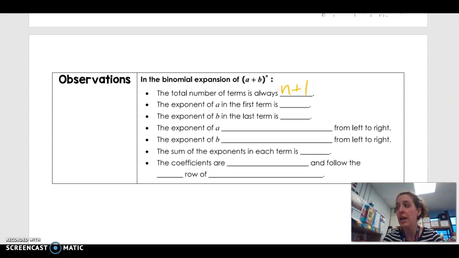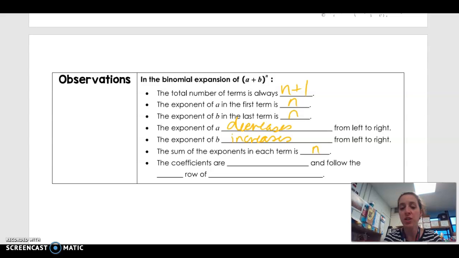The exponent of a in the first term, remember, it was n, and the exponent of b in the last term is n. So as we go from left to right, the exponent of a decreases, so it gets smaller and smaller, while the exponent of b increases from left to right. So the sum of the exponents, when I add those exponents together, I will always get n.